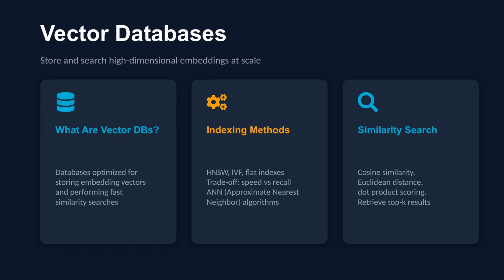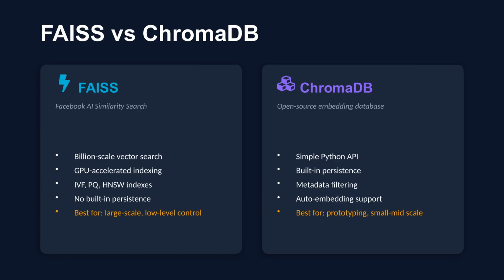You search with cosine similarity, Euclidean distance, or dot product. The result is the top K most similar documents. Two popular options. FAISS is Facebook's vector search library. It handles billion-scale datasets. It's GPU accelerated, it supports IVF and HNSW indexes, but it has no built-in persistence. You manage storage yourself. Best for large-scale production.